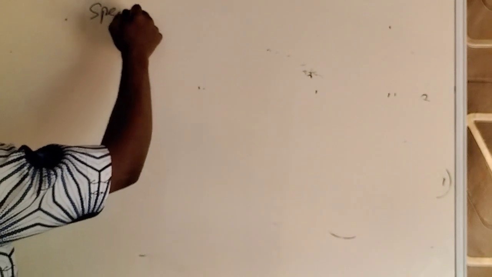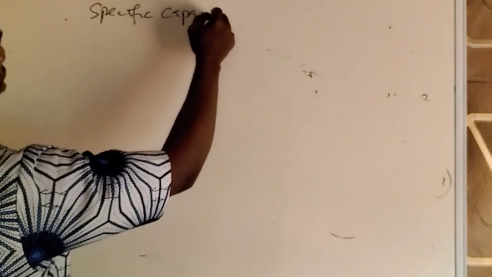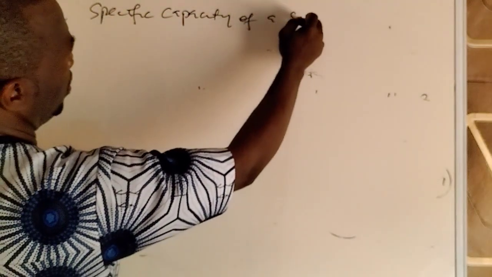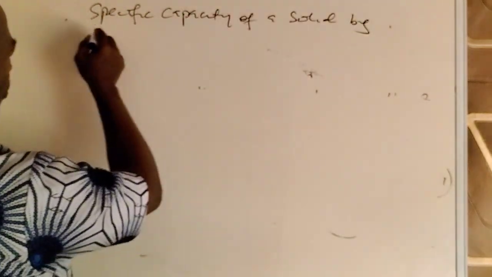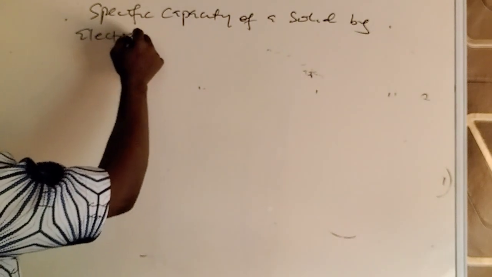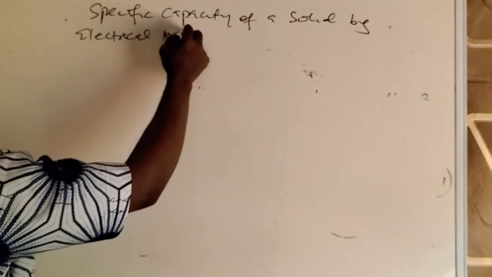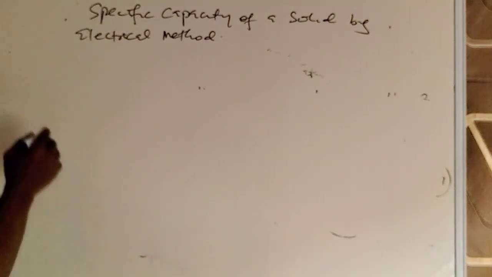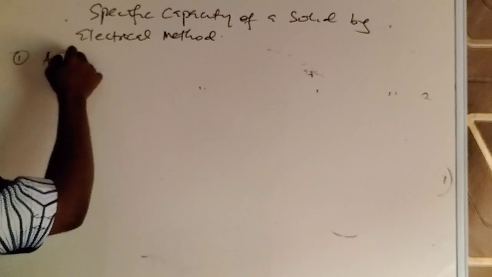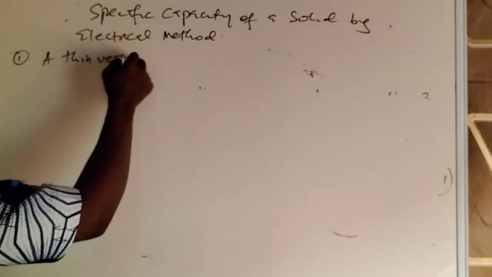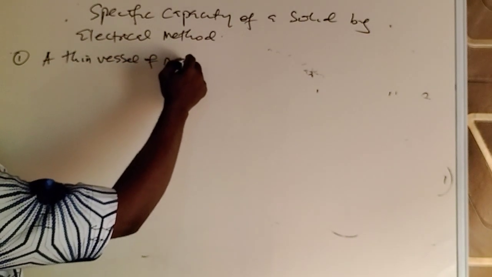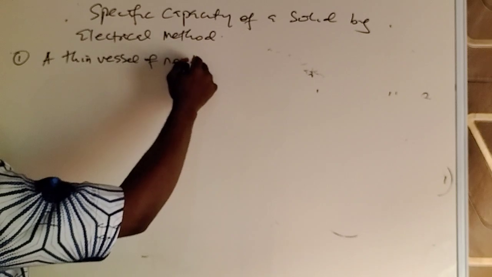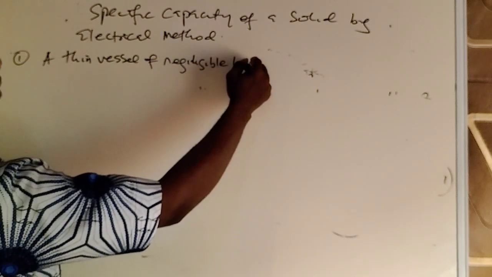In a similar way, the heat capacity of a solid by the electrical method is similar to that of a liquid. What we need is a thin vessel, maybe of negligible heat capacity.